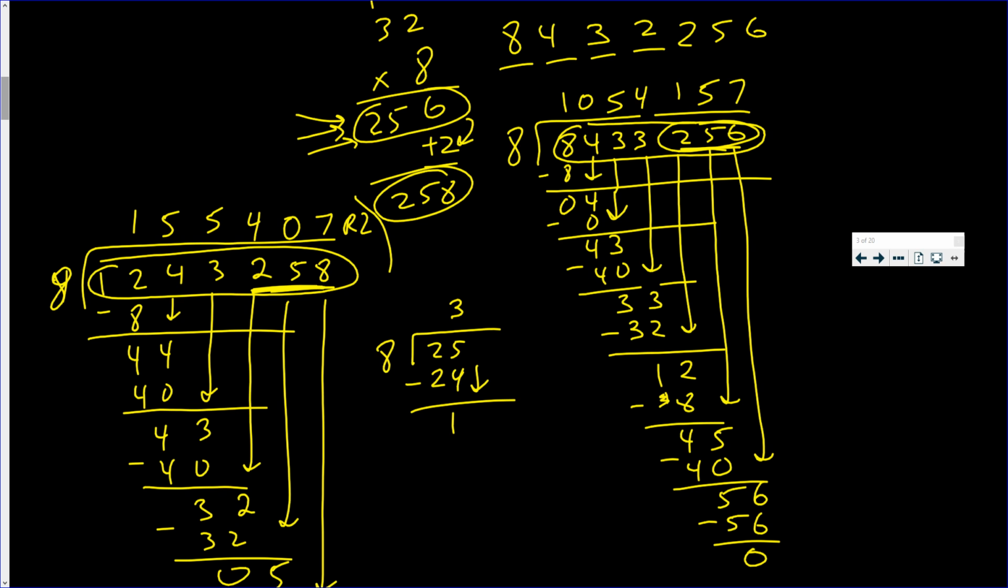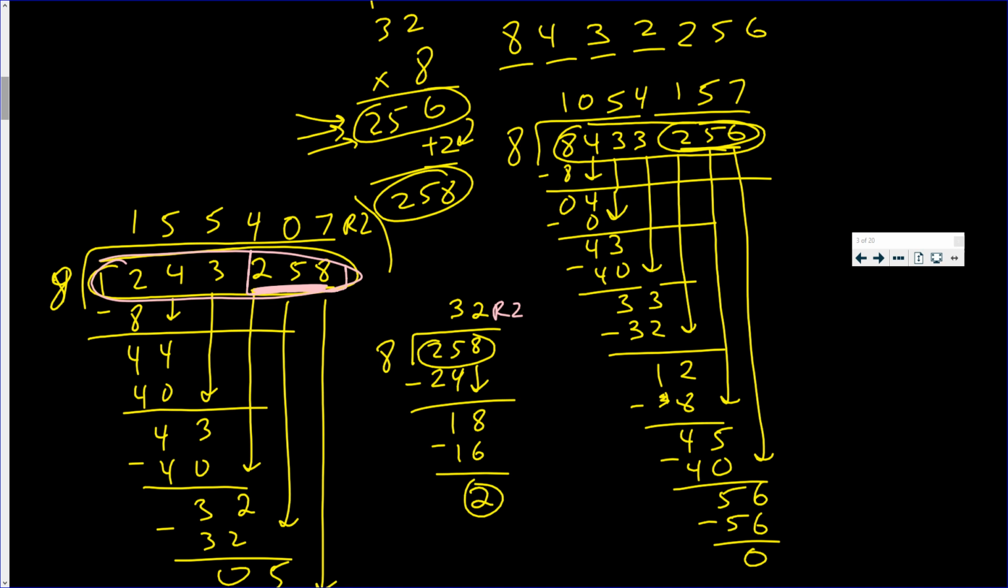258. Bring down the 8. 8 goes in there 18 2 times. And look at that. There's 2 left over. Since 8 does not go into the last 3 digits, it has a remainder, then 8 will not go into the bigger number. So the rule for 8 is you have to do long division.